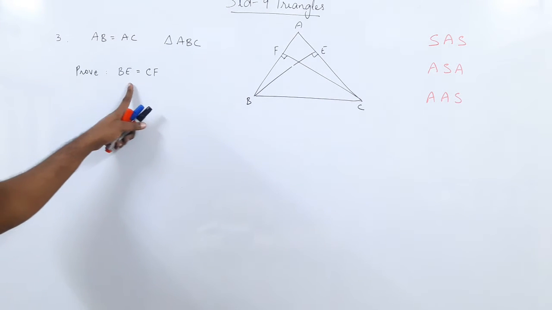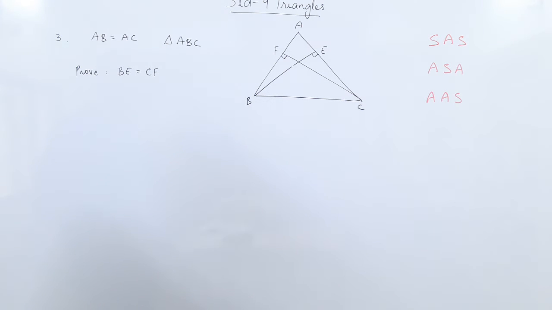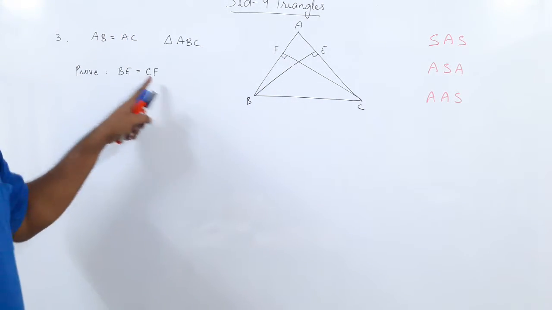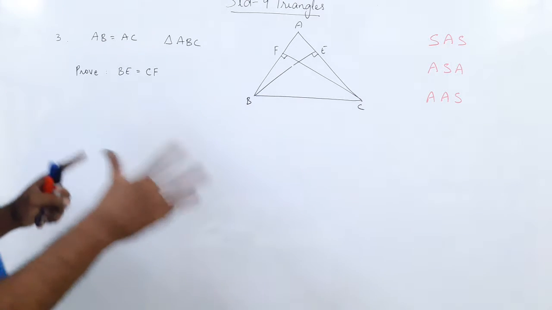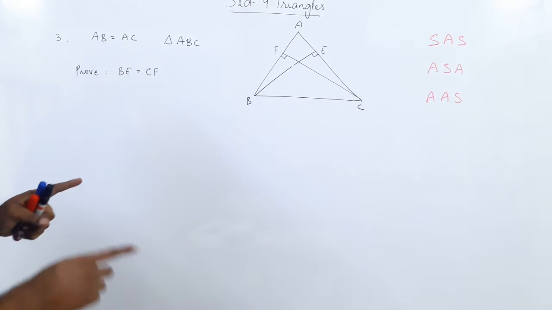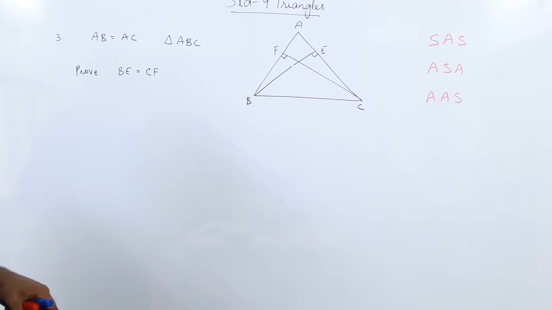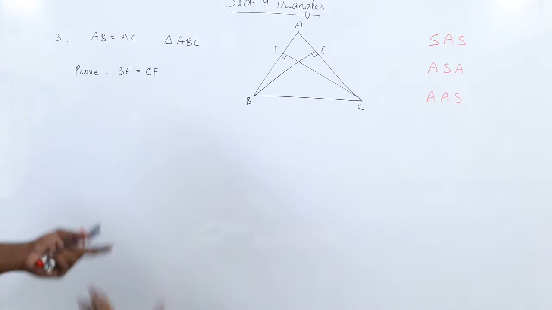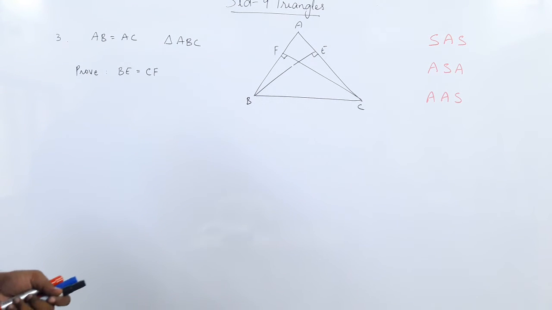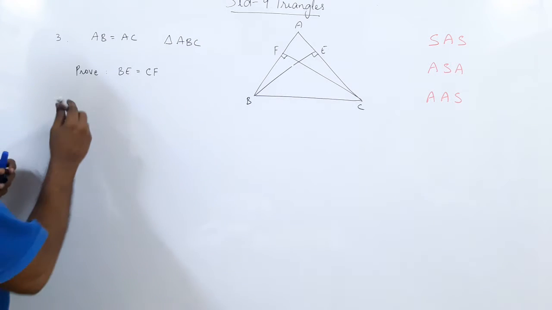Okay? Now to show that the two sides are equal, we can try with congruency. So we have to choose two triangles whose sides are BE and CF. Choose two triangles in such a way that BE is the side of one triangle and CF is the side of another triangle, and if you show both the triangles are congruent, then the corresponding parts are also equal, hence we can show BE equal to CF. So now comes the point, which angles are we going to choose? Which sides are we going to choose? How are we going to prove it? So let us start the proof.